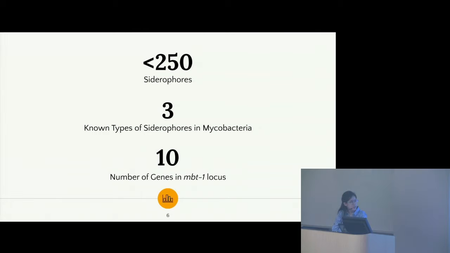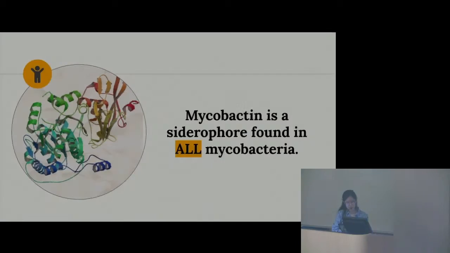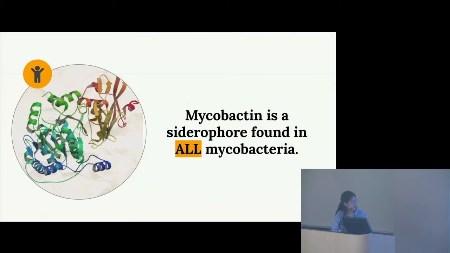I wanted to point out some important numbers. There are a little less than 250 known siderophores, but only about 3 of them are found in mycobacteria. There are also 10 genes in the siderophore that I will introduce next. Pictured here is the protein structure of the siderophore that I'm looking at, which is called mycobactin. Mycobactin is a siderophore that is found in all mycobacteria, so it's a good thing to study.